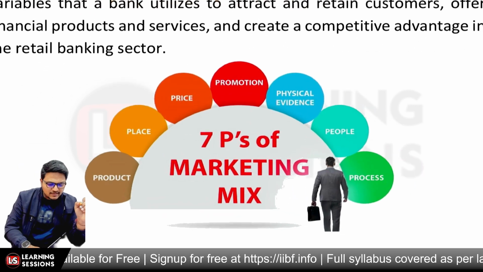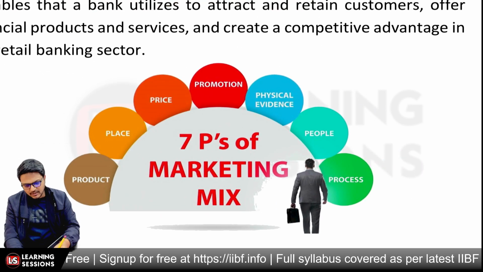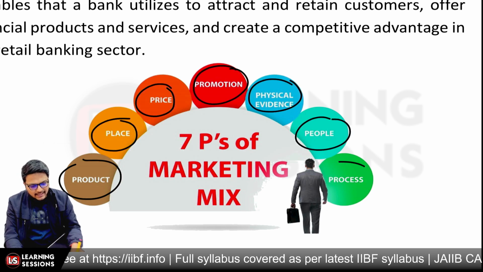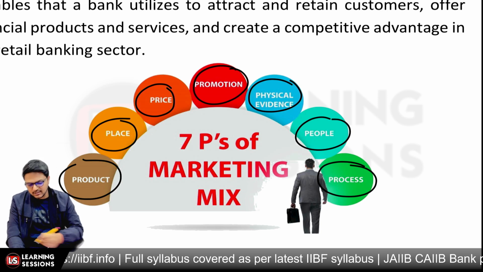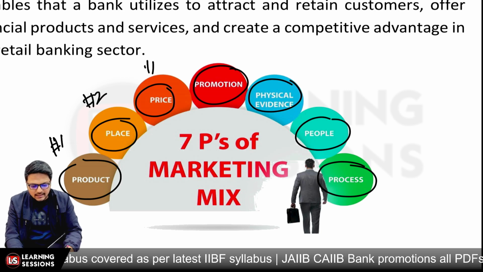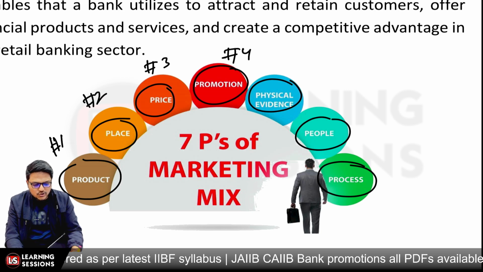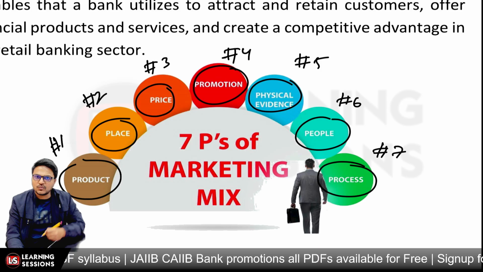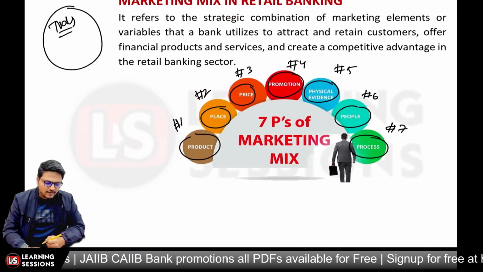Now in the 7 P's we have 7 things: product, place, price, promotion, physical evidence, people, and process. You need to memorize these 7 things. So first of all, product, then place, price, promotion, physical evidence, people, and process, right? We'll be discussing them one by one in detail.